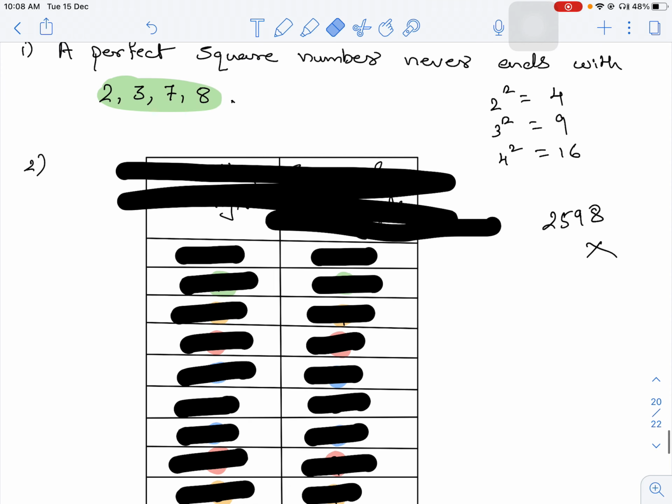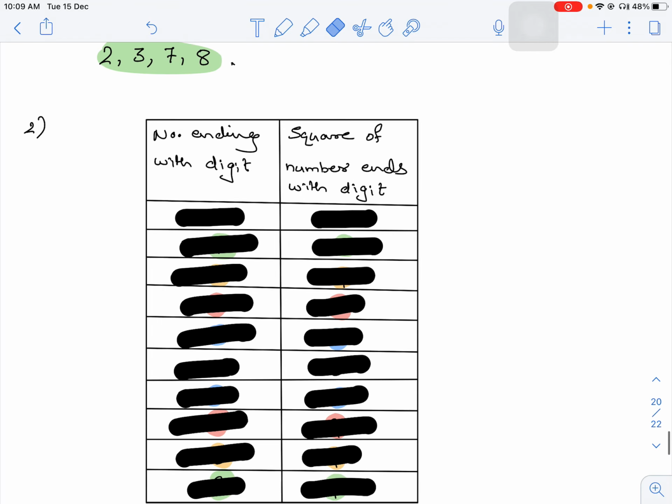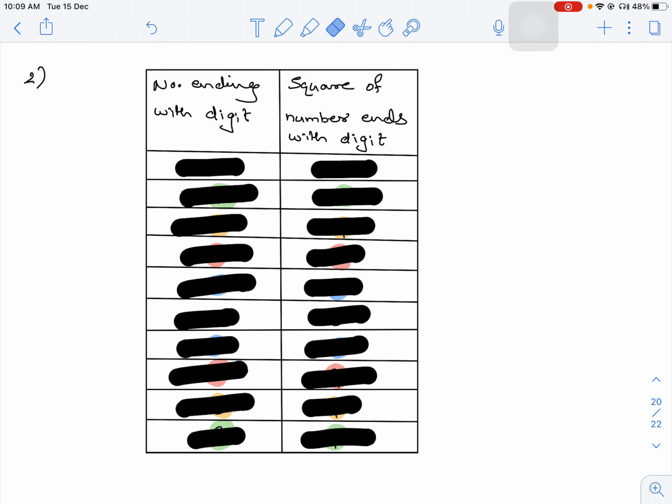Our next property states that, here in this property we are going to learn that if a number is ending with a particular digit, its square will end with which digit. For example, if a number is ending with 0, its square will end with 0 only. For example, we have 10 square, so 10 square means 10 into 10, so our answer will be 100.